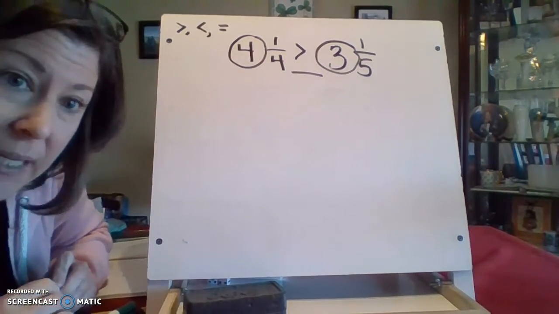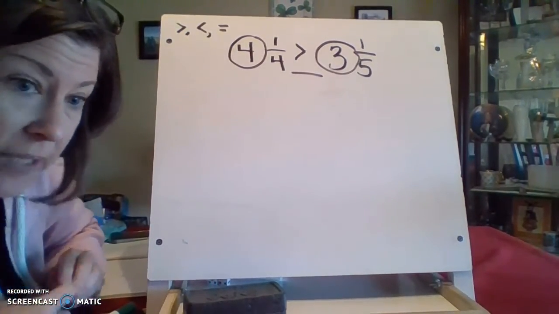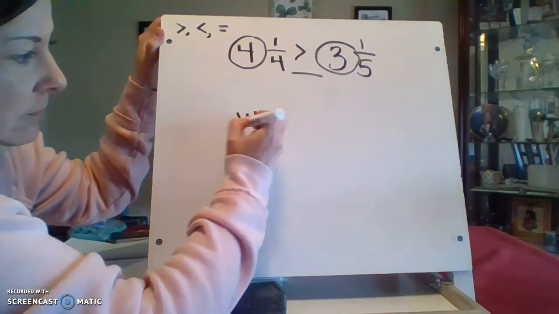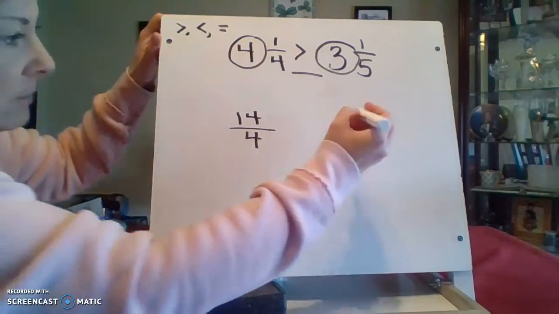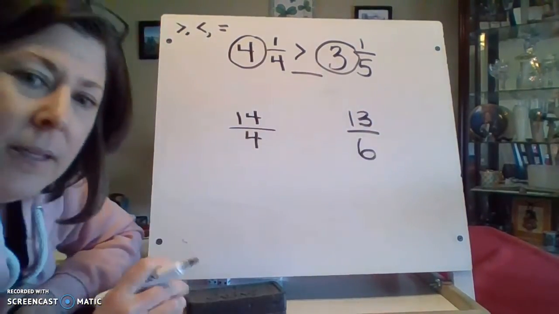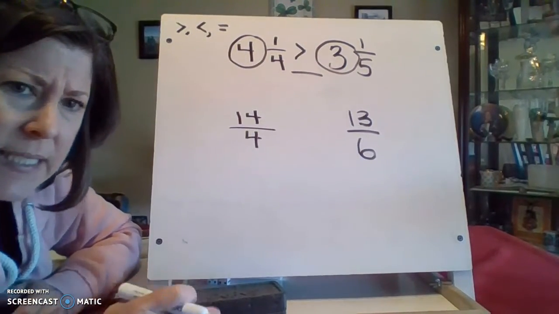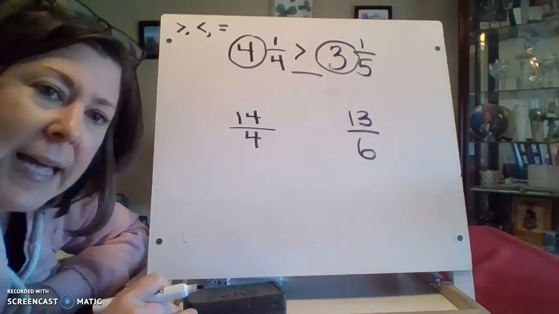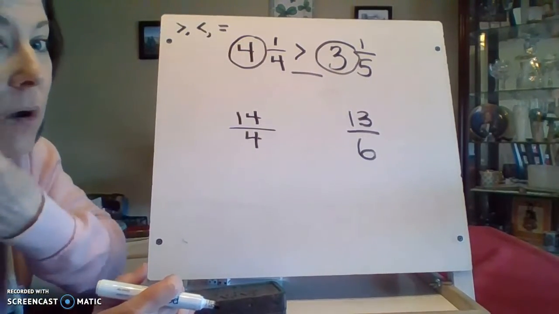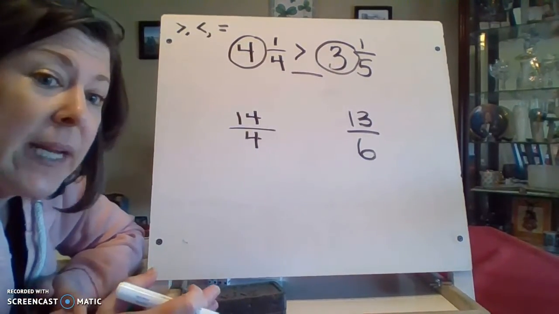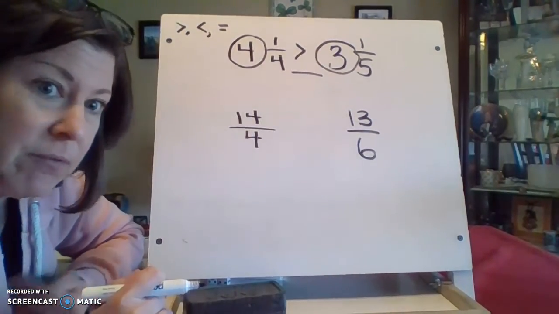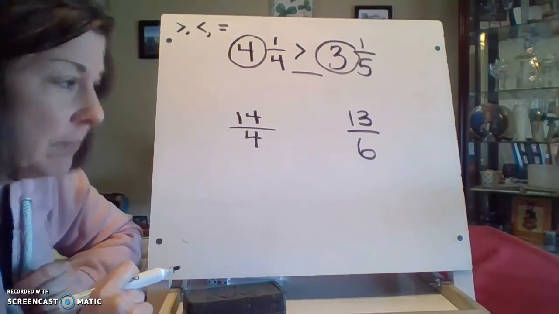Let's say they give it to me in the form of an improper fraction. So I have 14 fourths and I have 13 sixths. And the first thing that I'm noticing is it's not apples to apples. Now, I can rewrite them with a common denominator, but what I'm actually going to do first is I'm going to change these improper fractions to mixed numbers.